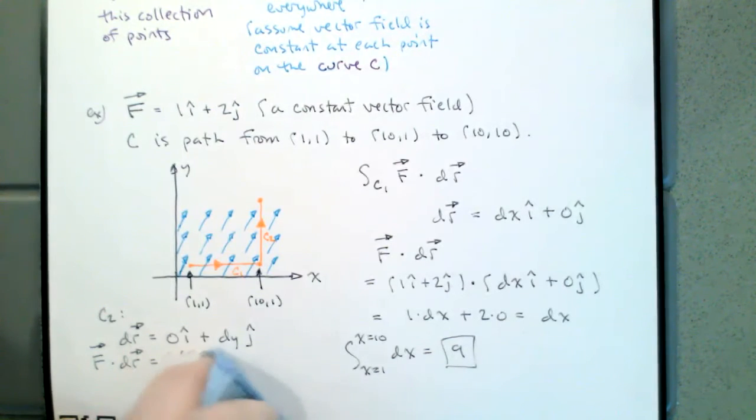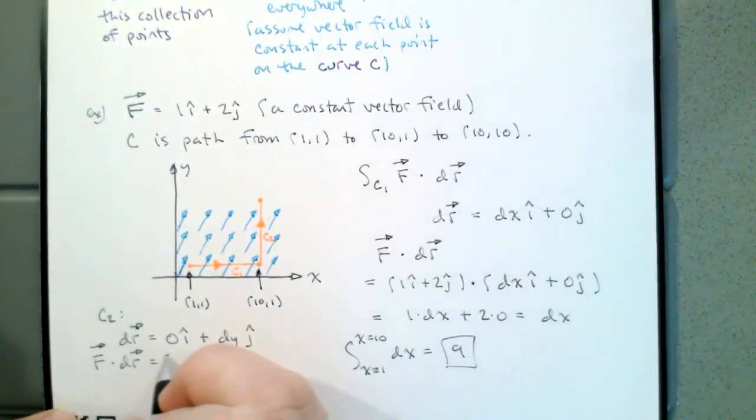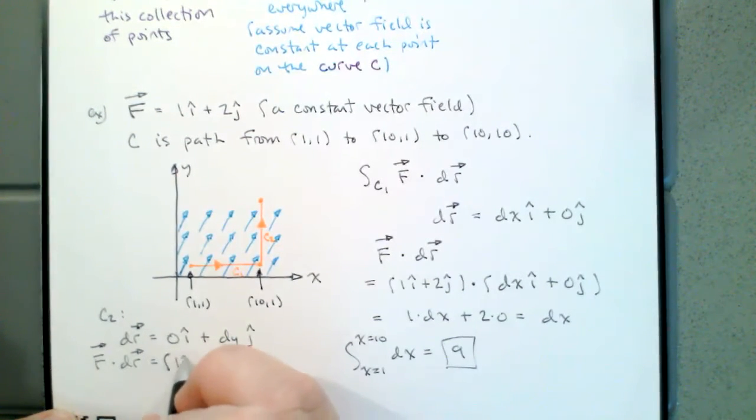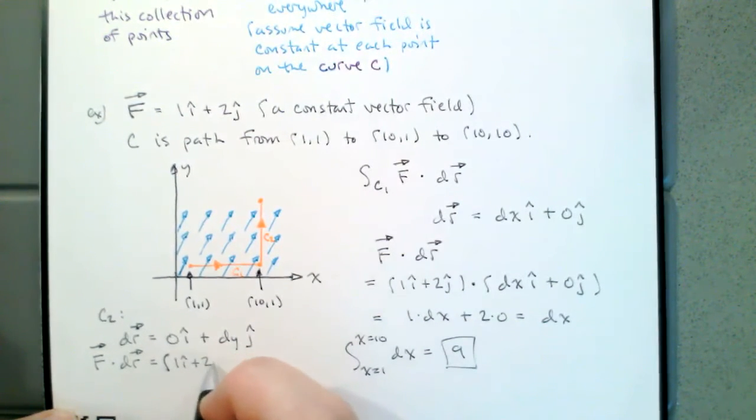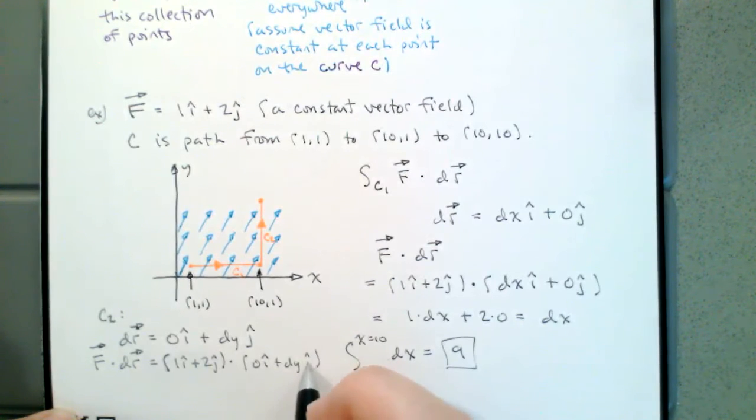The dot product is commutative, but why mess things up like that? F is 1i plus 2j, dot the dr, which is 0i plus dy times j. So f dot dr is 1 times 0 plus 2 times dy.